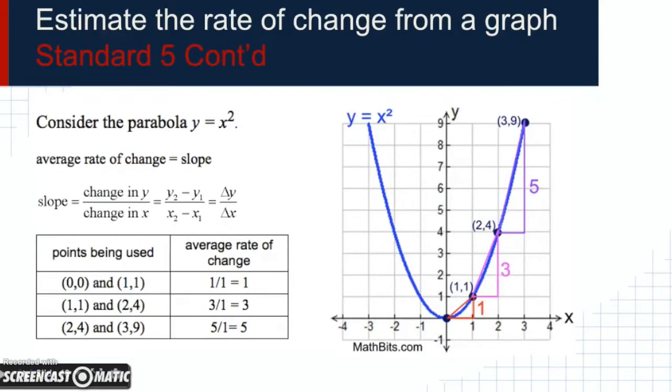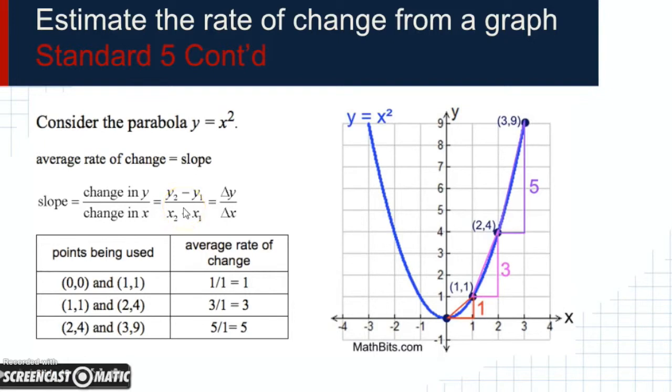Estimate the rate of change from the graph. Consider a parabola y equals x squared. Now remember, the average rate of change also equals the slope. Now the equation for slope is change in y over change in x, or y2 minus y1 over x2 minus x1. Now the points being used, 0, 0, and 1, 1. The average rate of change for that would be 1, because you get 1 over 1.